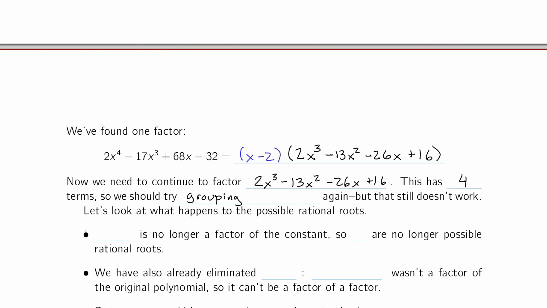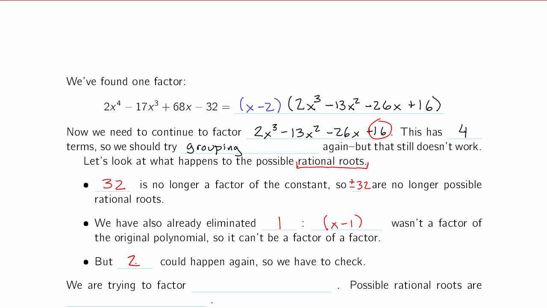Now, looking at the rational roots, 32 is no longer a factor of our constant because that's 16 now. So that means that plus or minus 32 are no longer possible rational roots. We've also eliminated 1. X minus 1 wasn't a factor of the original polynomial, so it can't be a factor of a factor. However, 2 could happen again. 2 might have multiplicity, so we will still need to check that.